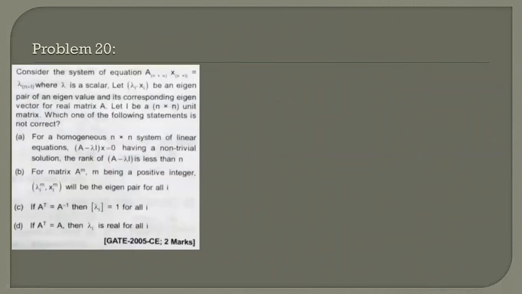And the last question, in my problem session 4: consider the system of equation Ax equal to lambda x, where lambda i, xi is the pair of eigenvalue and corresponding eigenvector. Means for matrix A, the eigenvalue is lambda and the eigenvector is x. I am considering here. Then which statement is not correct?